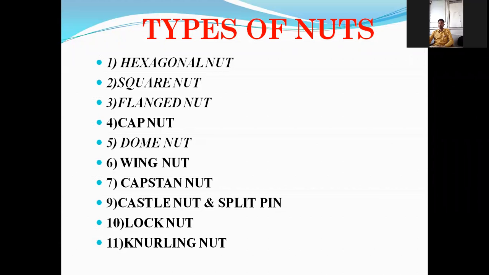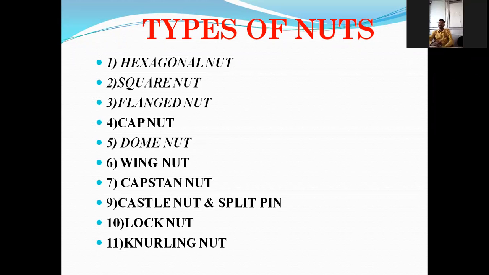Janakar, roll number 42. Yes, sir. Will you read the list of types of nuts? Hexagonal nut, square nut, flange nut, cap nut, dome nut, wing nut, castle nut and split pin, lock nut and knurling nut. Very good. Thank you. So these are the types of nut which we are going to come across.